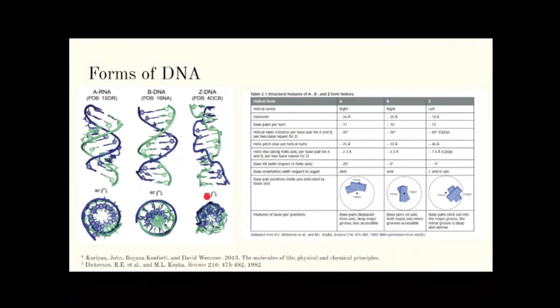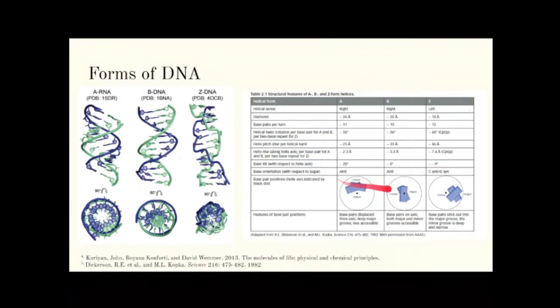Z form DNA is quite rare, and we don't really know exactly when we see Z form DNA. We see Z form DNA when we have maybe different salt conditions, but Z form DNA in itself is left-handed. So we see this weird structure here. We won't be talking too much about Z-form DNA because personally, I don't know too much about it myself, but it's good to know that this is how it works right there.